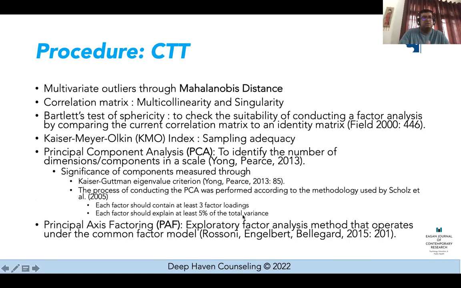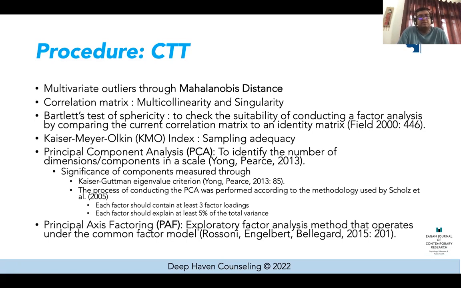Now, first, we found the multivariate outliers. So we did that check through Mahalanobis distance. That is a way of figuring out multivariate outliers. And then we ran a correlation matrix to figure out any signs of multicollinearity or singularity. And then we ran Bartlett's test of sphericity to check the suitability of conducting a factor analysis by comparing the current correlation matrix to an identity matrix. And then we ran the KMO index for sampling adequacy.